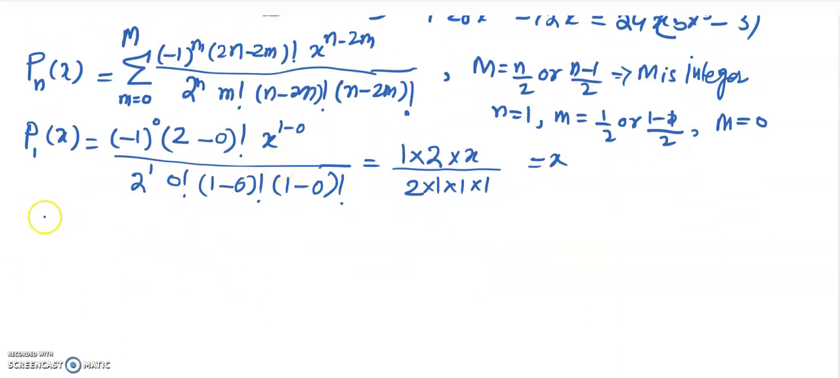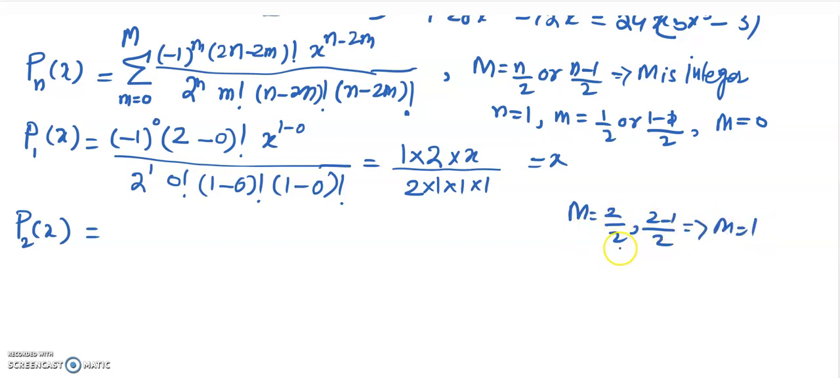Okay, so how about the second one? P2 of x will be the sum from m equal to 0 to capital M. In this case, what will be the value of M? M is equal to n by 2, so that means 2 by 2, or (2 minus 1) by 2. Here M will be equal to 1, because 2 by 2 is 1, and (2 minus 1) by 2 is not an integer. So we have to add two terms in this case, for m equal to 0 and 1.